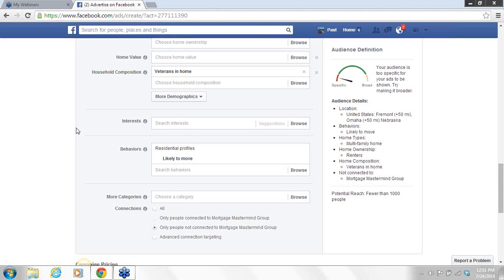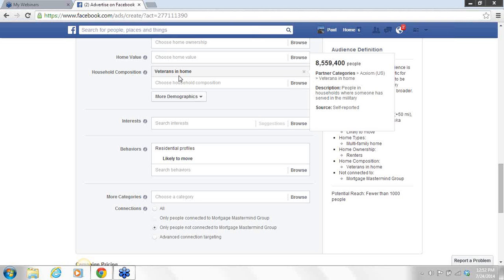Now, one of the things that you're going to get in the habit of, and that's all the demographics that you've got, when you go to the campaign pricing, you want to give it a name. I wouldn't call this Fremont, Omaha.